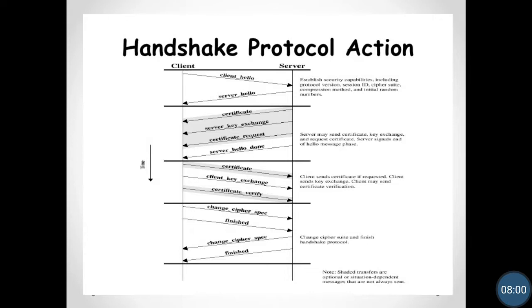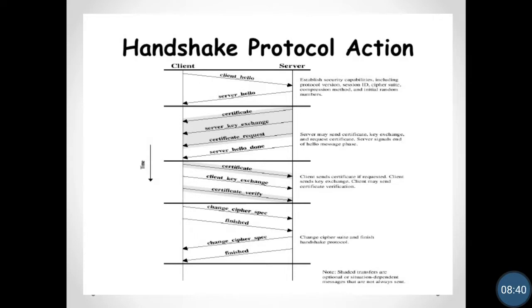and initial random number. After this hello phase, in the second phase, the server will send certificate, server key exchange, certificate request, and server hello done. This is our second phase. In the third phase, the client will send certificate and key to the server, and the client also verifies the certificate sent by the server. This is our third phase.